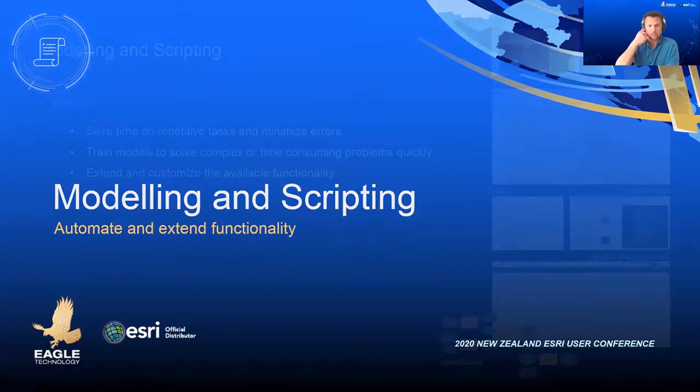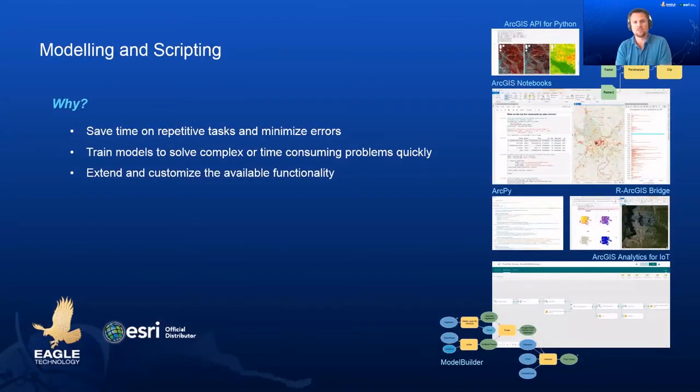So first, why do we want to automate? Well, most of the time we want to save time by automating repeatable tasks, and hopefully also minimize errors, human errors that can come into play. And we want to take these complex problems and also solve them as quickly as possible. That is where machine learning and deep learning can be especially valuable.